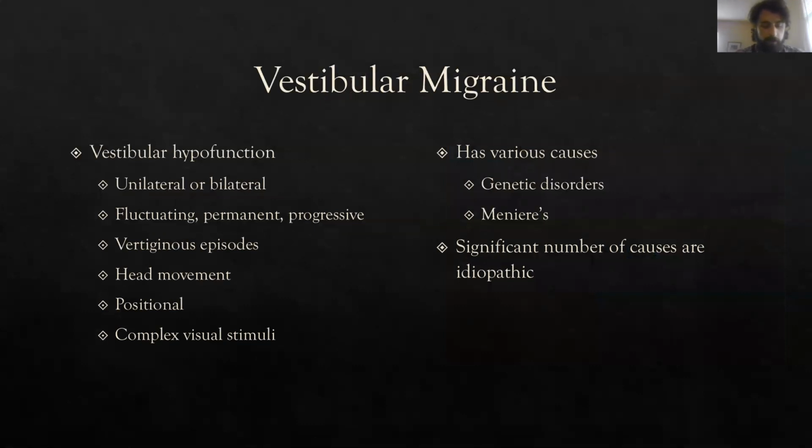Vestibular migraine is a special subset of the causes of migraines. It is caused by vestibular hypofunction, meaning a lessening of the vestibular organs or nerves' ability to compensate for things like head movement, position changes, or complex visual stimuli. This means a lot of disorientation and dizziness. This can be unilateral or bilateral and can fluctuate, be permanent, and possibly be progressive.